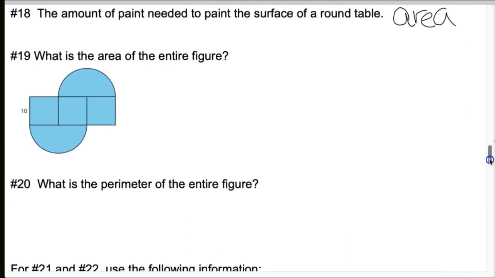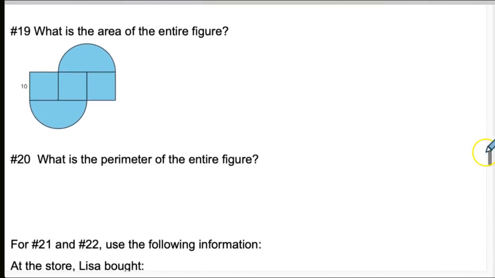Number 19. What is the area of the entire figure? We know that if this is a square, that means this is 10 here, and this would be 10, this would be 10, 10, 10, 10, 10. And that could help us out. First thing I'm going to do is find the area of each of the boxes. The area of a box is length times width. 10 times 10 is 100. 10 times 10 is 100. 10 times 10 is 100.